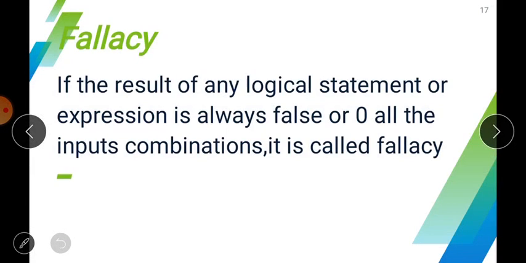Now the next is the fallacy. Again you can remember it like this: the term fallacy starts with the letter F, and false again starts with the letter F. So if there is any logical expression whose output is always false for all the possible input combinations, then this type of expression is called a fallacy.